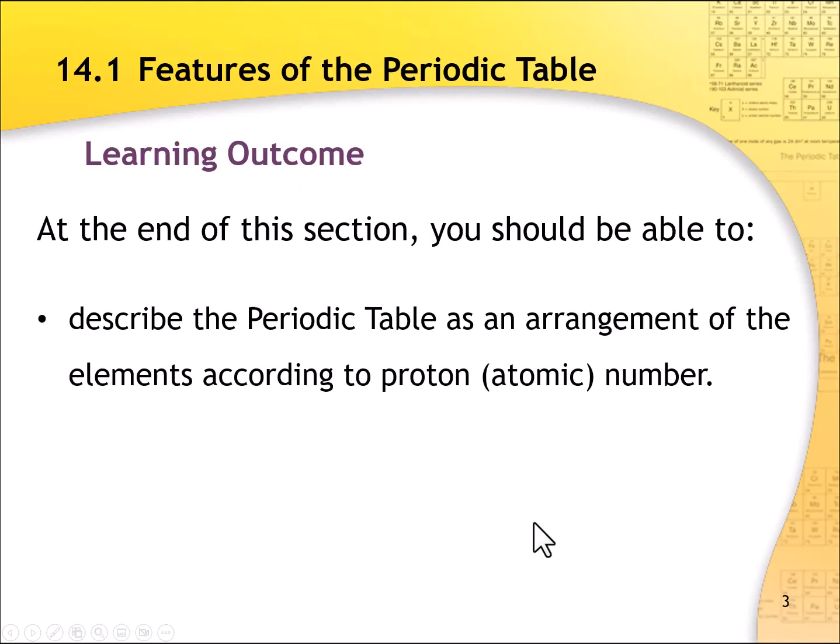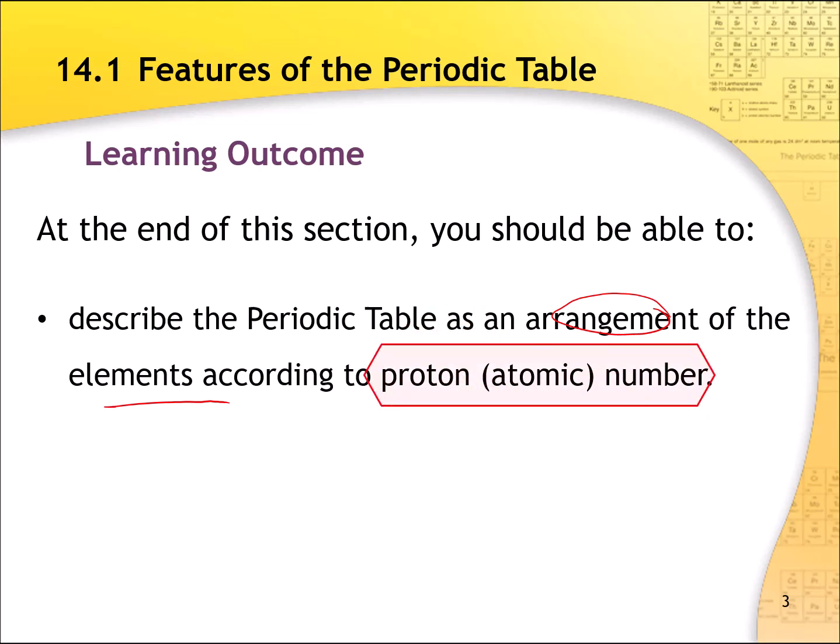Now for the first section, describe the periodic table as an arrangement of the elements according to the proton number or the atomic number. So let's focus on this. Arrangement of elements according to the proton or the atomic number. You don't have to write both, just writing one will do. Proton number or atomic number, either one.